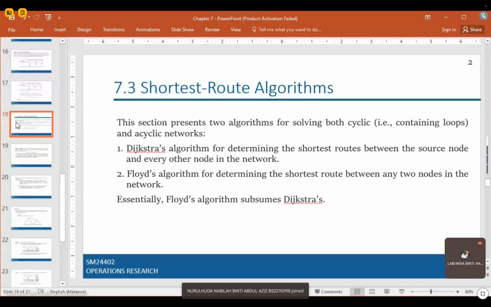So let's look into the final subtopic, the shortest route algorithm. This section presents two algorithms for solving both cyclic networks, for example containing loops, and acyclic networks. So the first one is this.